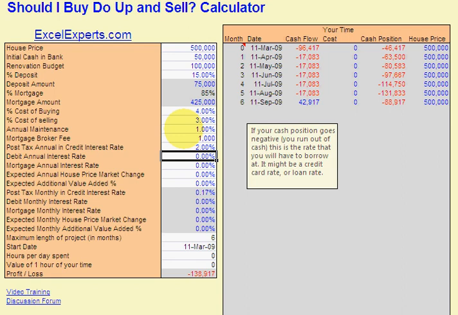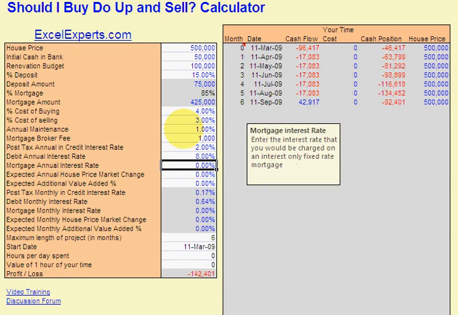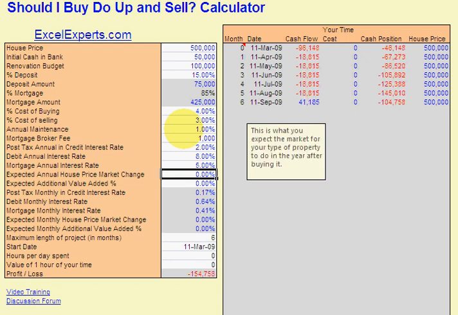Debit annual interest rate. So if you have to borrow to fund this project, how much are you going to be paying in interest? Well, interest rates can be quite high if you're borrowing on a loan, so maybe 8%. Mortgage annual interest rate, 5. Just an example. Expected annual house price market change. So when you buy a place, you're adding value to it, but if the market goes down, you may lose all the value that you've just added.